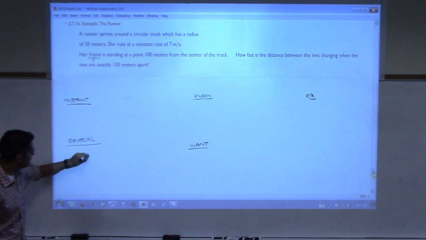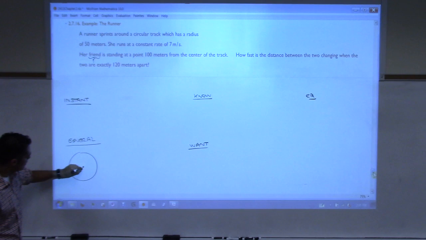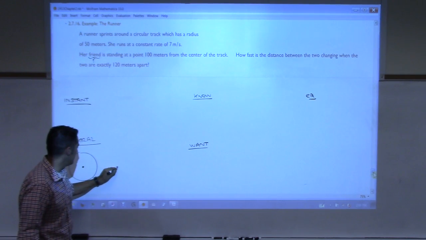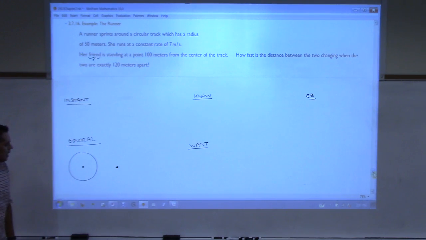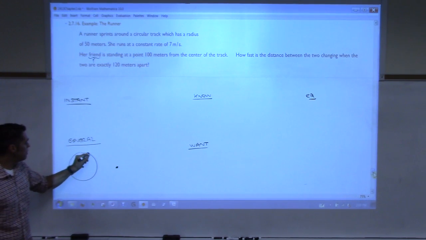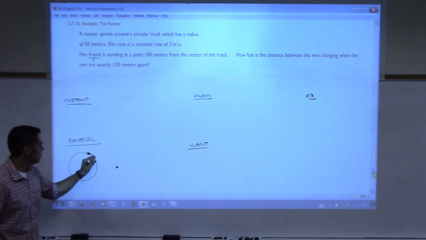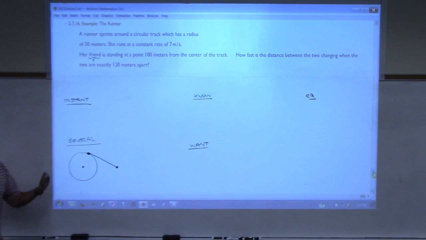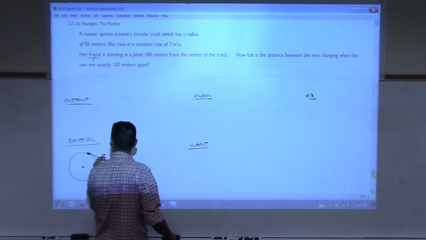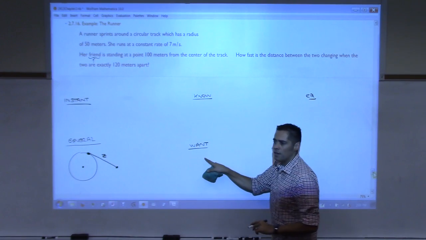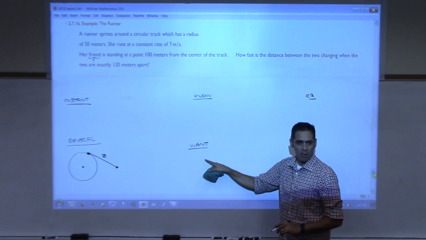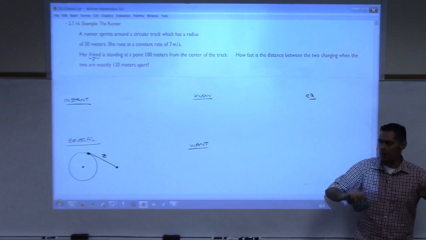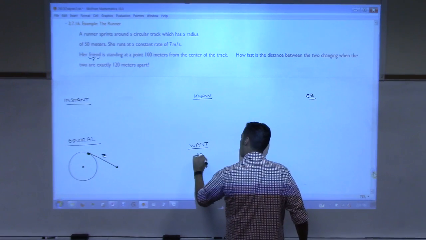All right, so here I have this circle with the center. I have the person standing out here. And then I have some arbitrary line that connects the two people together, right? Let's call that distance z. Now I can say that I want dz/dt. I want to know how fast z is changing, the distance between them.